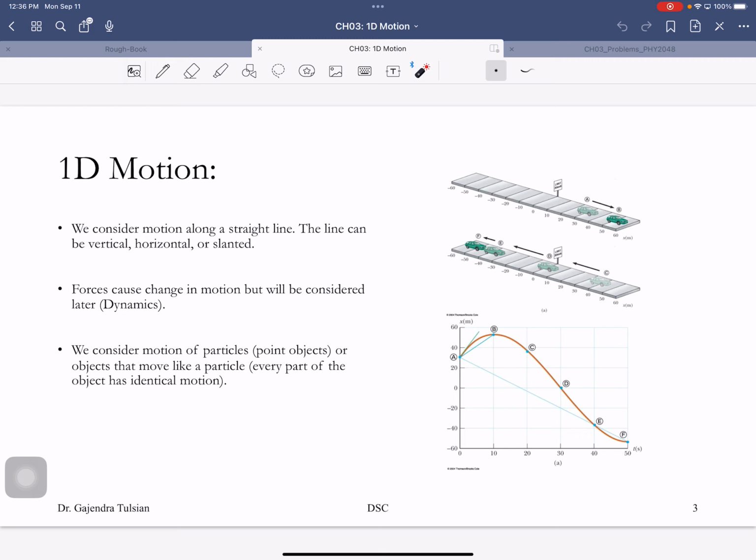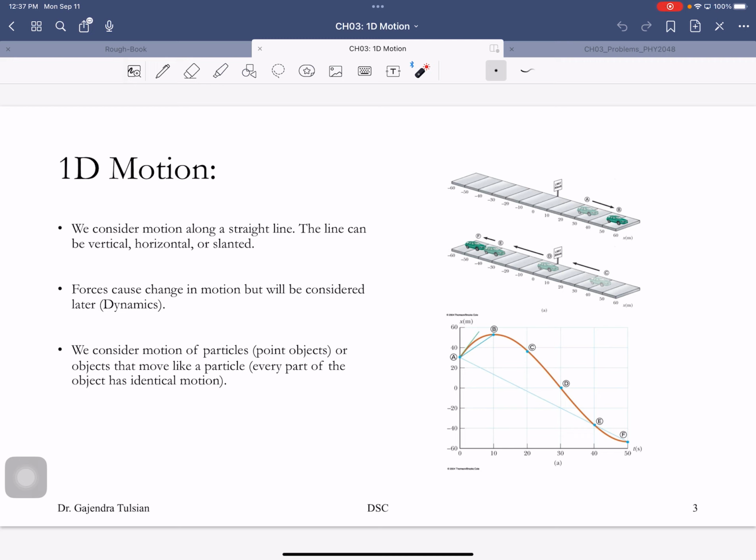Now, what is speed? Is speed a vector or a scalar? A scalar. What is velocity? It's a vector. Now notice something. In one dimension, a vector can only point either to the left or to the right.